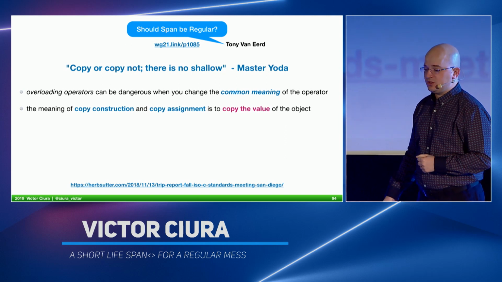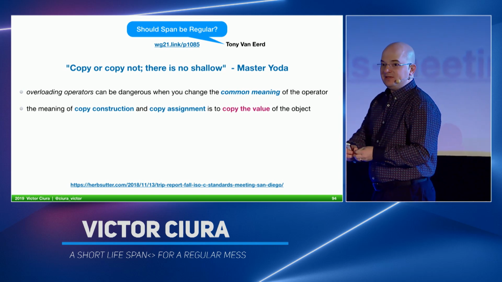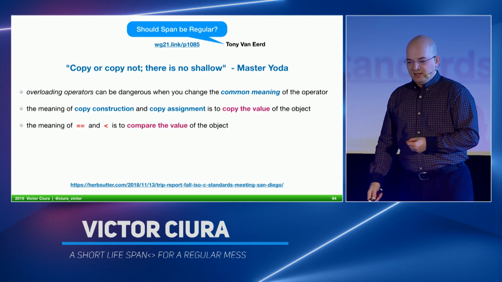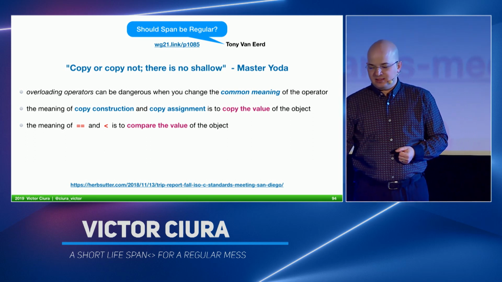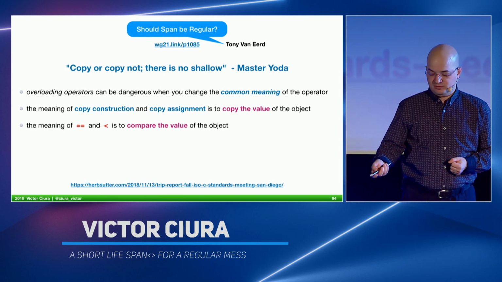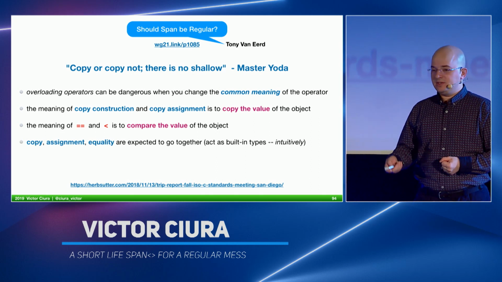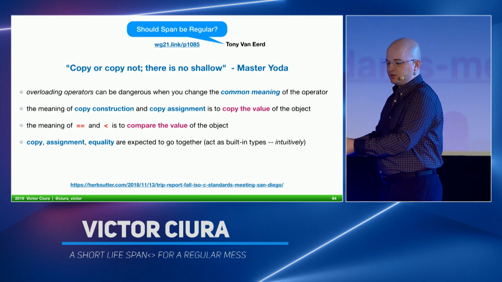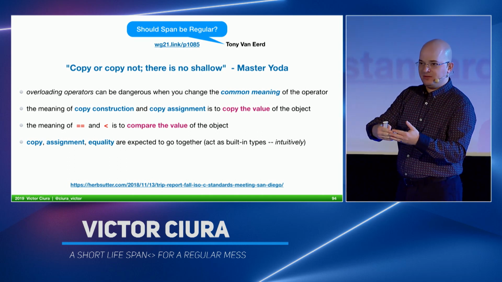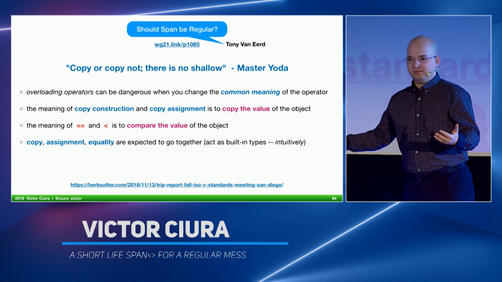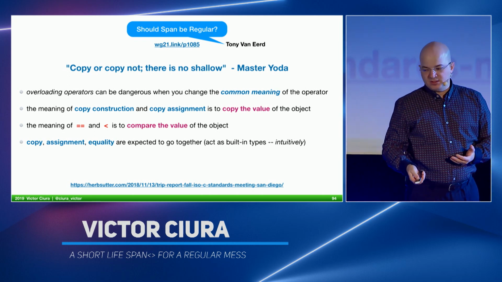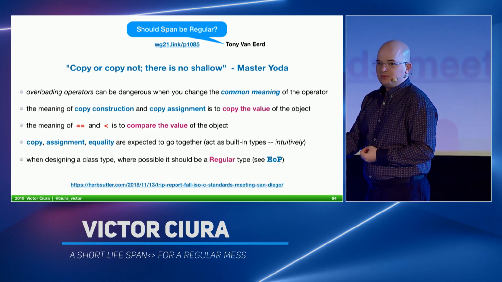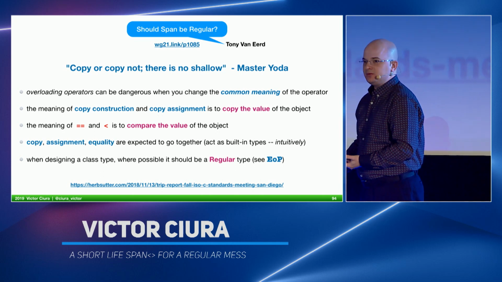The meaning of copy construction and copy assignment is to copy the value of the object. And remember our definition of the value. The meaning of equality and less than is to compare the value of the object. Copy, assignment, and equality are expected to go together, just as with built-in types, with integers. If we assign something, we expect, when we compare it, to be equal to that thing we assigned it to. And when designing a class type, where possible, we should strive to make it a regular type.